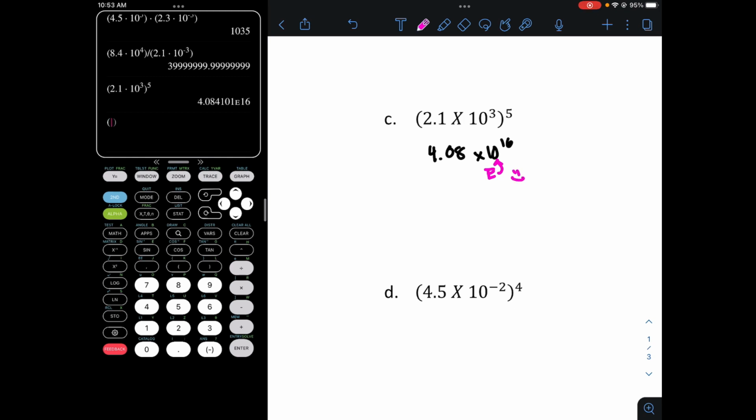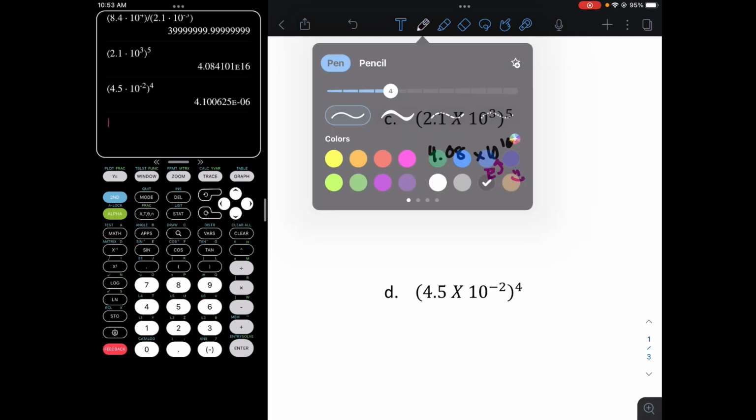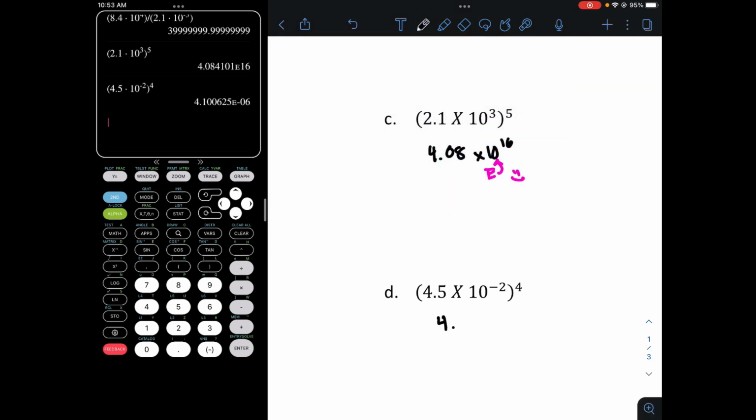And lastly, 4.5 times 10 to the negative 2, and then to the 4th power is, again, you see that E, but you're no longer afraid because that just means times 10 to the negative 6th. Okay, if you are worried about all these other little decimals, I'm going to ask at least round to 1 point and go from there.